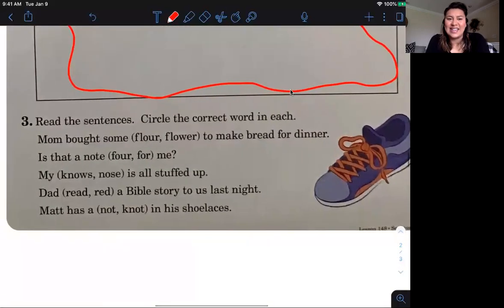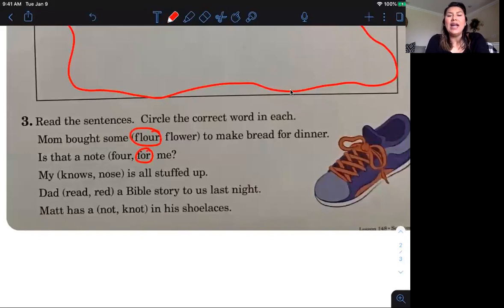All right, and the last section. Are you ready? We're almost there, right by that sneaker. Read the sentences. Circle the correct word in each. Mom bought some flour to make bread for dinner. Which flour are we talking about? Flour, like the flour you use to bake, or flower like that grows outside in a garden? What do you think? Did you say the first one? You're right. Flour. Is that a note for me, like the number 4, or is that a note for me? What do you think? Which one makes more sense? The number 4? No. 4, like FOR.